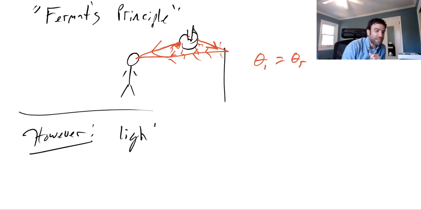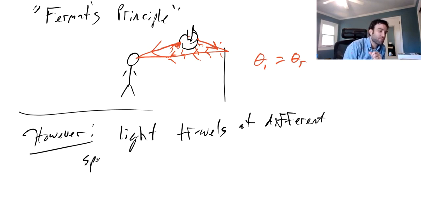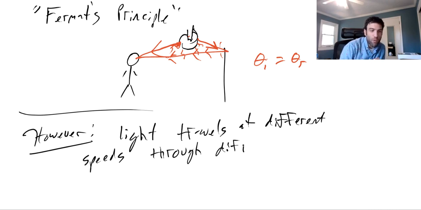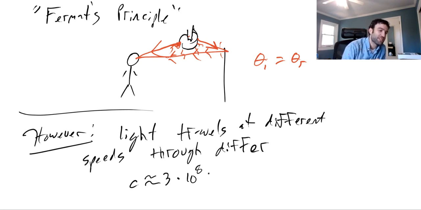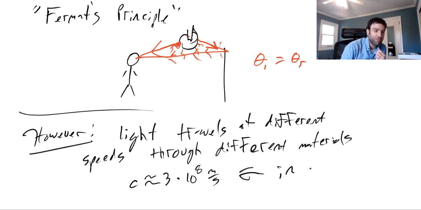light travels at different speeds through different materials. We were careful to point out that the speed of light in a vacuum, this thing that we called c, which was very close to 3 times 10 to the 8 meters per second, was the speed of light in a vacuum. But when an electromagnetic wave is propagating through something that's not a vacuum, it actually travels slower than this.